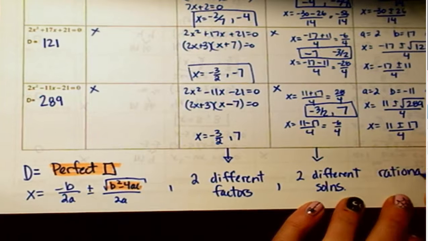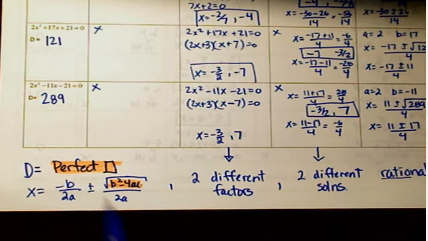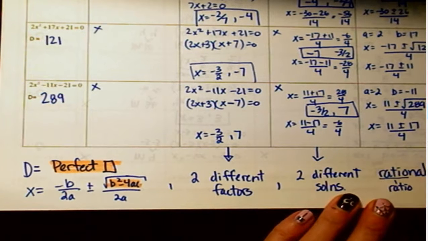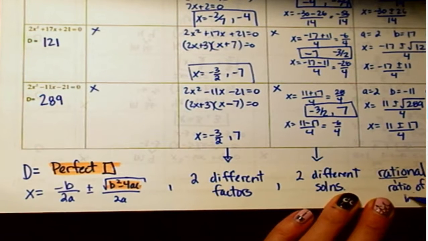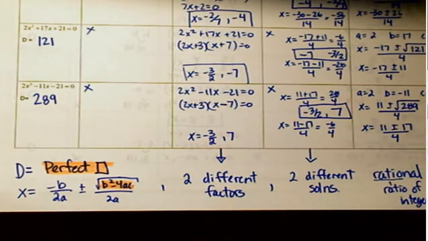Yes, rational. Okay, because ratio of integers. Notice that this radical would simplify completely because you put a perfect square inside of it. Which means when you're doing that quadratic formula, there's no radical left. Rational means ratio, means fraction, of integers. Look at how you simplified. You got a fraction with integers. That means rational.